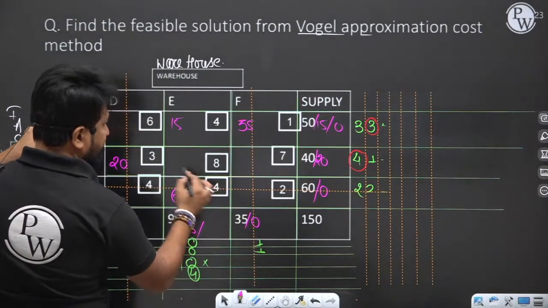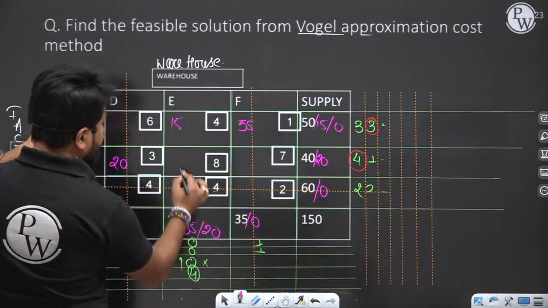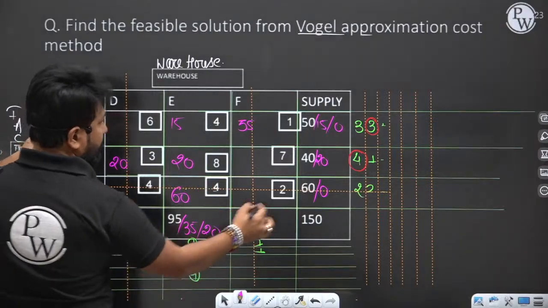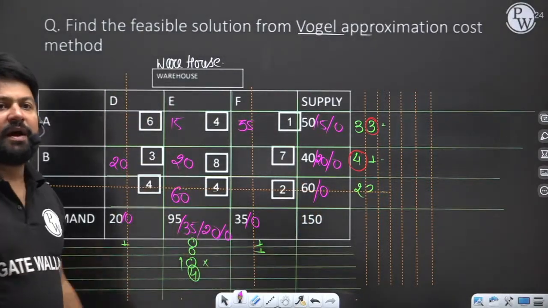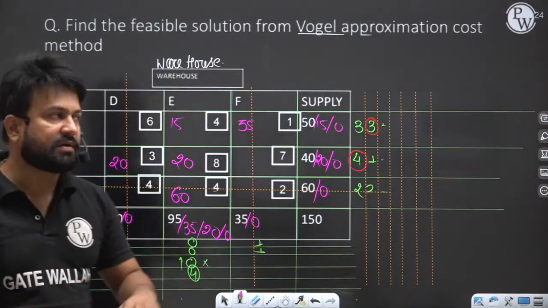If you are going to supply 15, remaining is 20. So 20 will come here. Okay, and here supply is 0, demand is 0. I hope my point is crystal clear to everyone.